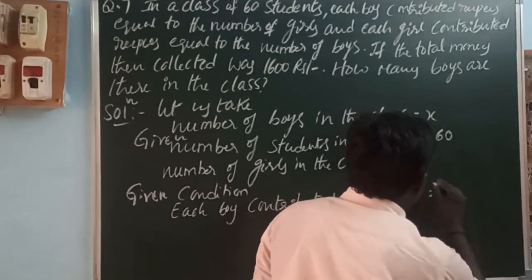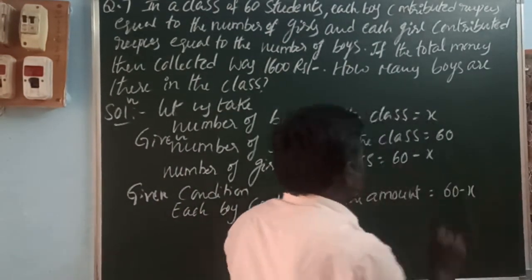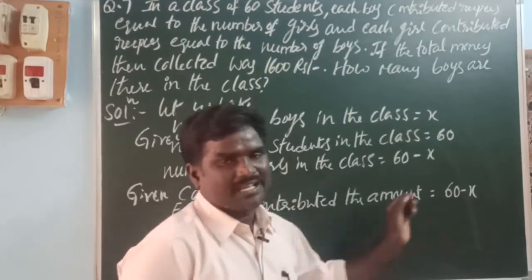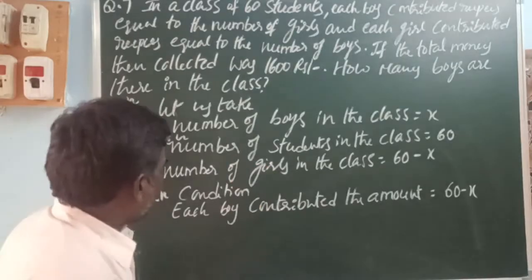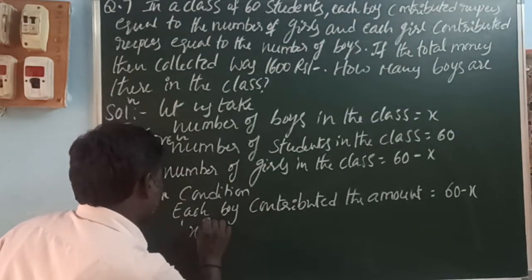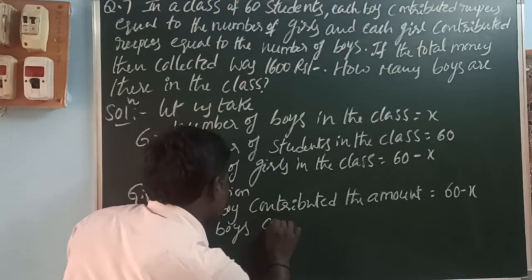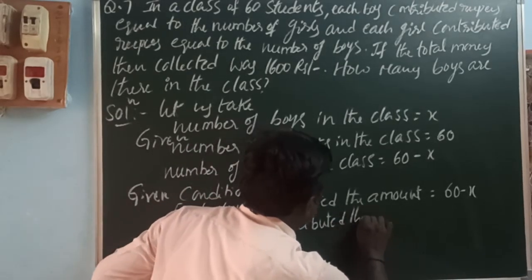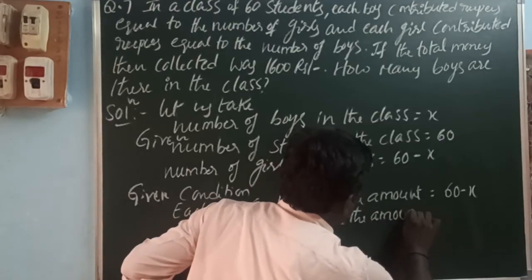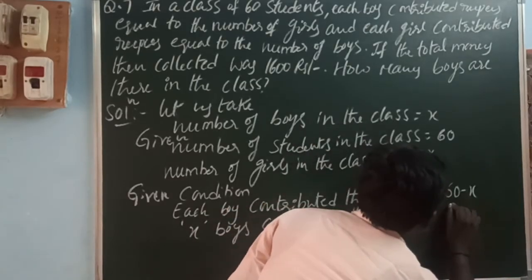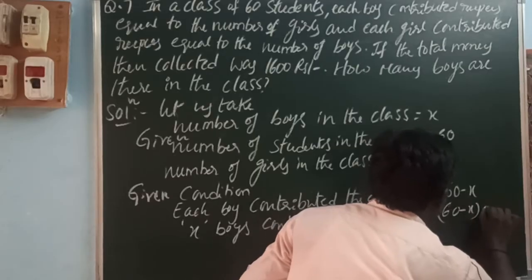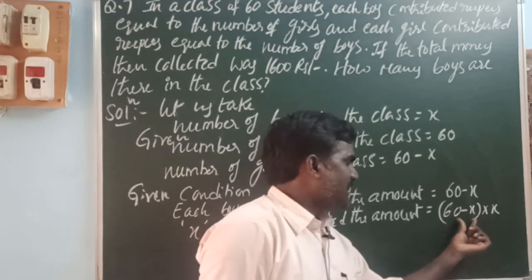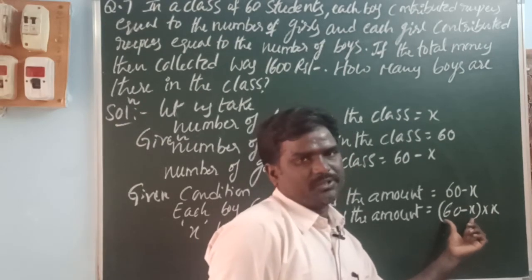So here, how many girls are there? 60 minus x. So each boy contributes the amount of 60 minus x. How many boys are there here? x. Okay, so x boys contributed the amount 60 minus x into x. x is the number of boys, and 60 minus x is the amount each boy pays.